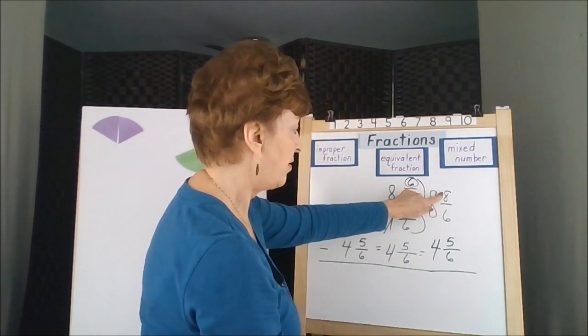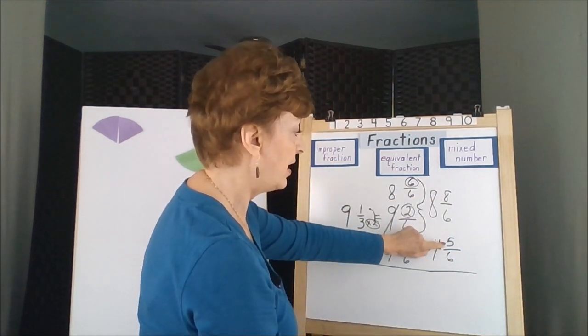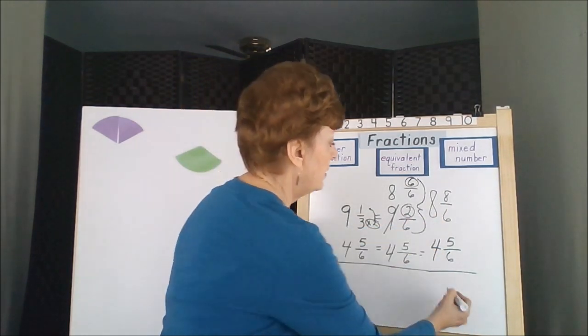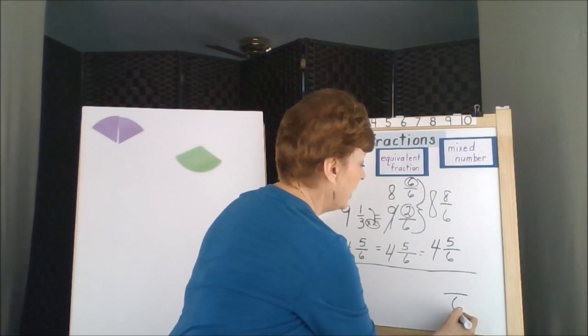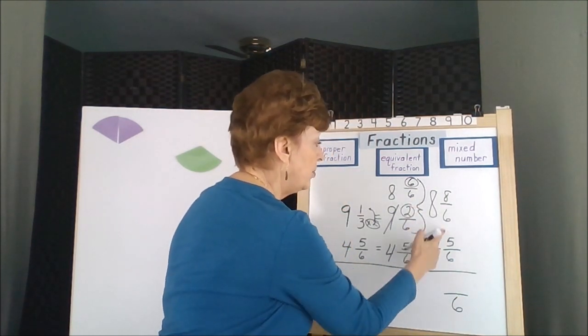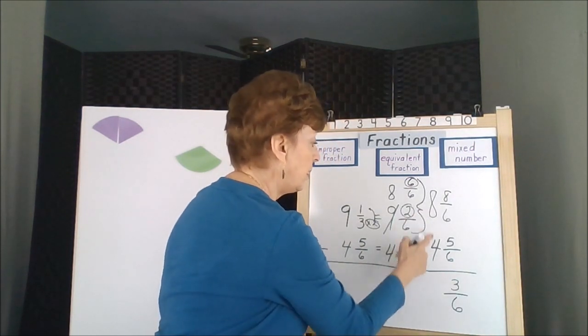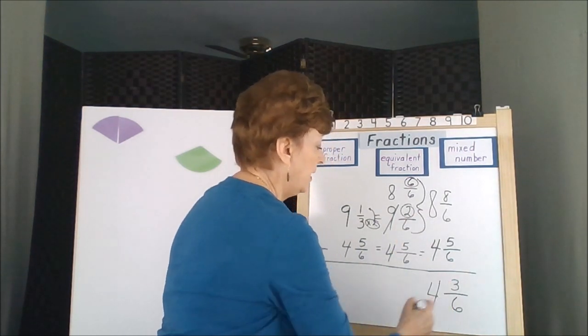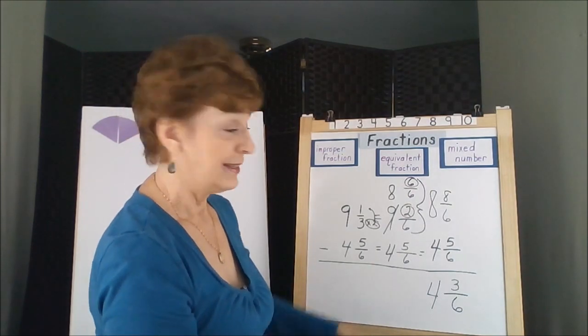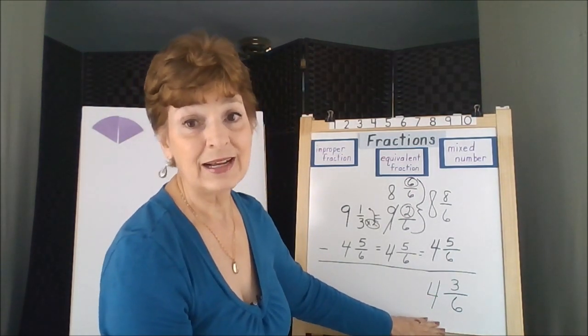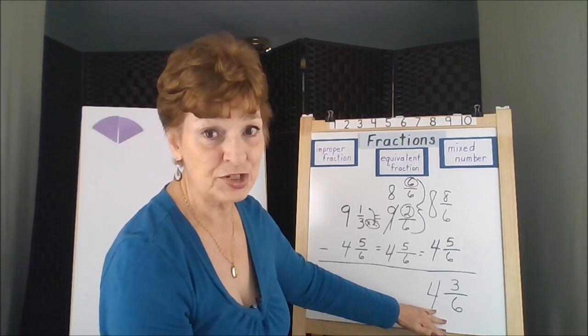Now the numerator of the first fraction is larger than the numerator of the second. The denominators are the same, so we're just going to copy the denominator, subtract the numerators, subtract the whole numbers. 4 and 3/6. This fraction is not quite in lowest terms yet.